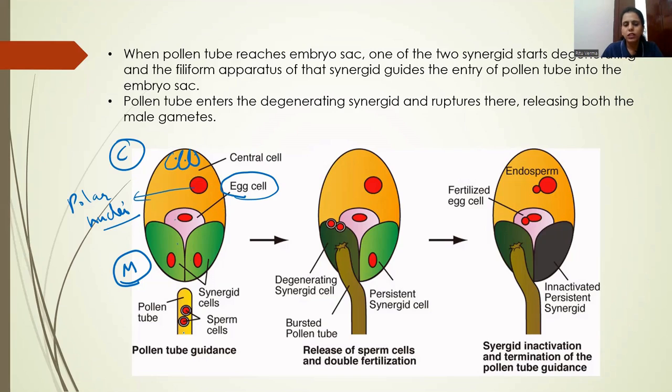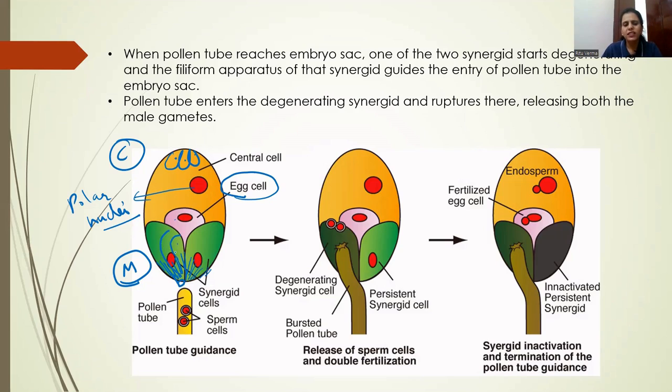Now, when this pollen tube reaches the female gametophyte through the micropylar end, one of the two synergids degenerates. Each synergid has a filiform apparatus. So one of the two synergids degenerates, and the filiform apparatus of the degenerating synergid guides this pollen tube to enter inside the female gametophyte.